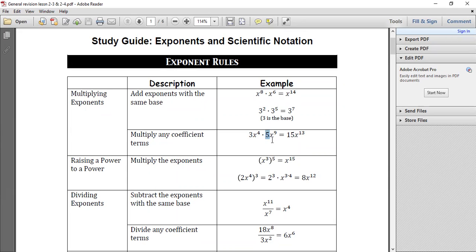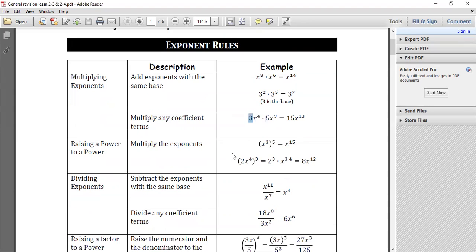Miss, can you say the question again, please? Again, we have 3x to the power of 4 times 5x to the power of 9. Miss, we will multiply 3 times 5. Exactly. So 3 multiplied by 5 equals 15. And then we add the powers: 4 plus 9 equals 13. So 15x to the power of 13. Thank you so much. Yes, exactly.